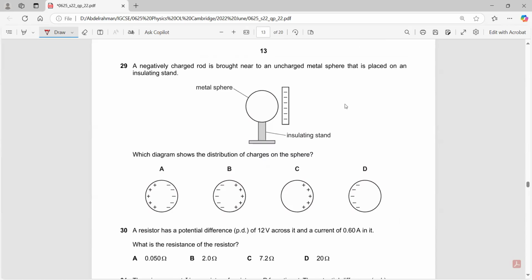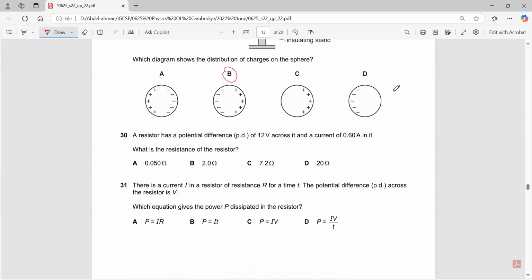Okay, question 29. It's not hard, even though it kind of has been removed. But the answer would be, if you have a negative rod right next to a metal sphere, then it would attract the positive charges, but definitely repel the negative charges. It would be B.